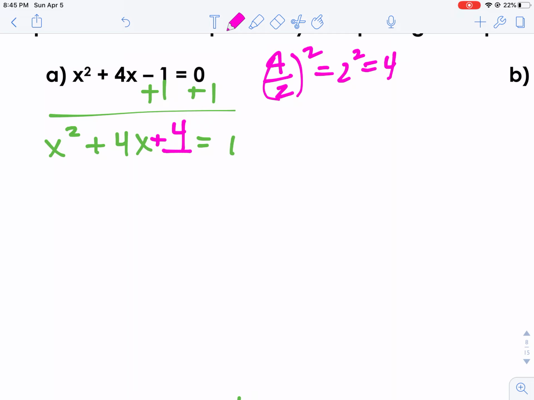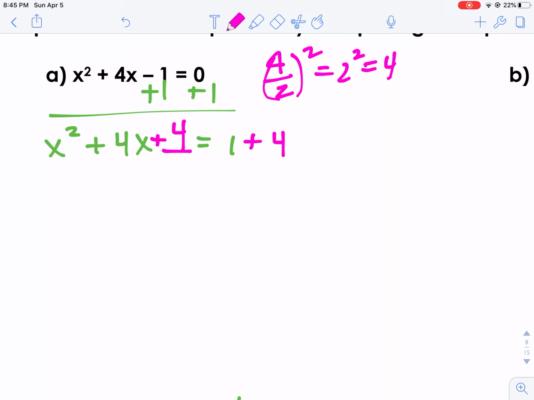Now, really, really important, this is an equation. So in order to keep it balanced, if we add 4 onto the left-hand side, we also have to add it on to the right-hand side. So it's really important that when we complete the square, we add it to both sides of the equation. That's one of the biggest errors, is forgetting to add it on the right-hand side. So make sure, it's an equation, we've got to keep it balanced, so add that 4 onto both sides.